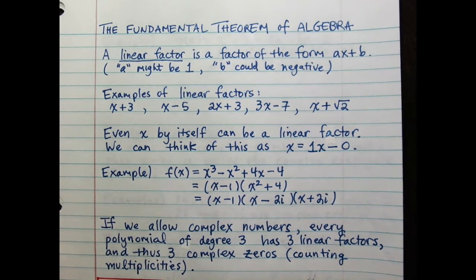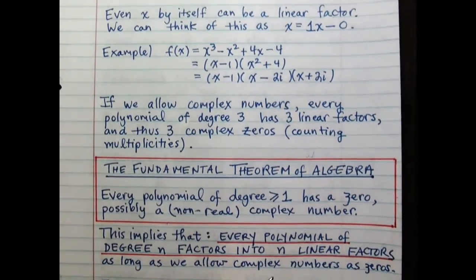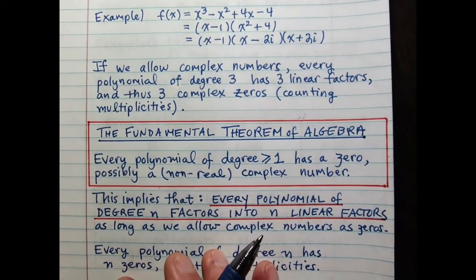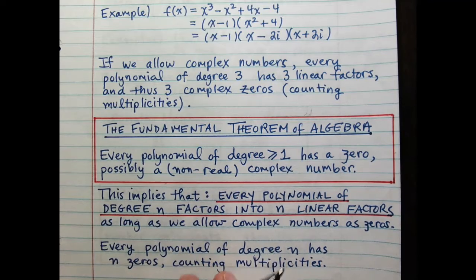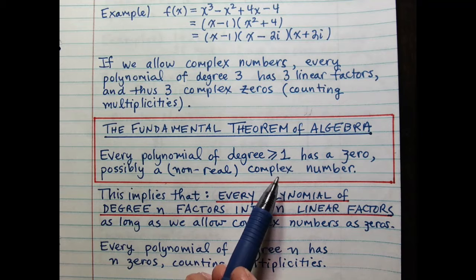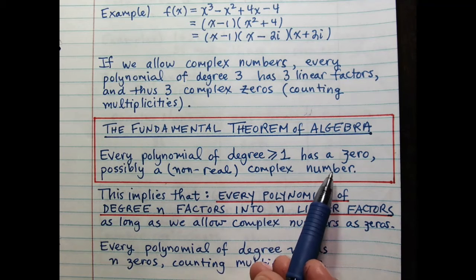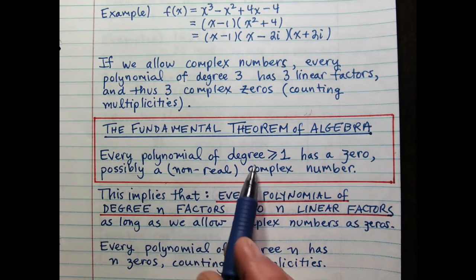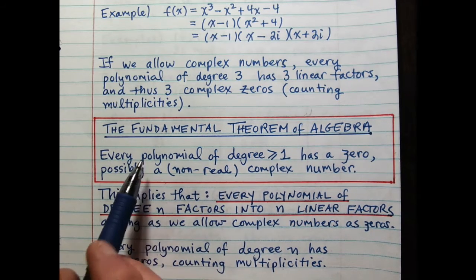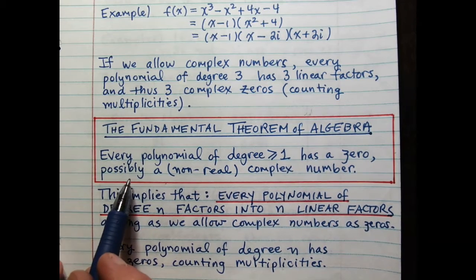This is really the gist of what is called the fundamental theorem of algebra. And here it is in a red box. Every polynomial of degree greater than or equal to 1 has a zero, possibly a non-real complex number. Now this is the traditional statement of the fundamental theorem, and to me it's kind of a letdown statement. It's not that exciting.